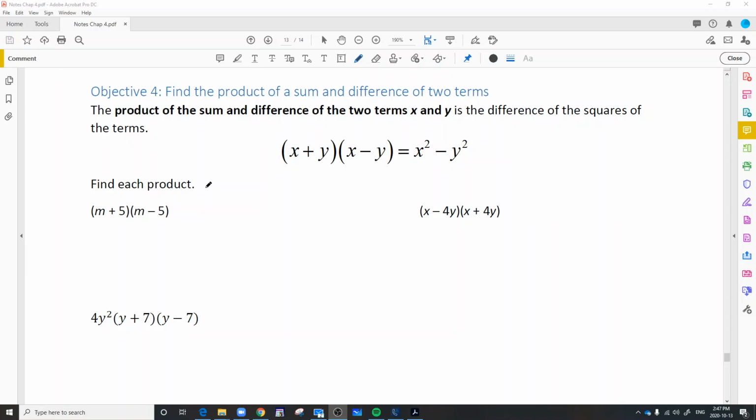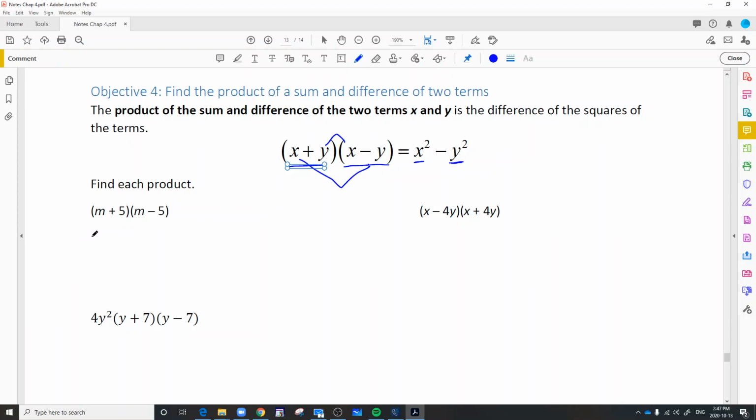Objective 4 and 5, I don't even really need to teach, but it's just kind of pointing out what happens. So in objective 4, what I want you to notice is that we are going to be multiplying two binomials together that are identical. So you're going to have an x plus y and an x minus y. And what's going to happen is that you're going to end up with only your first terms and your last terms. So the inners and the outers are going to cancel each other out.